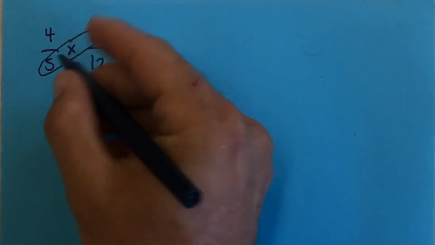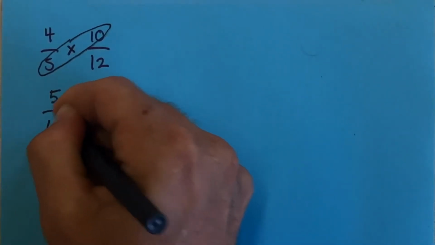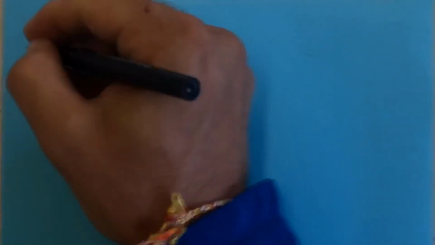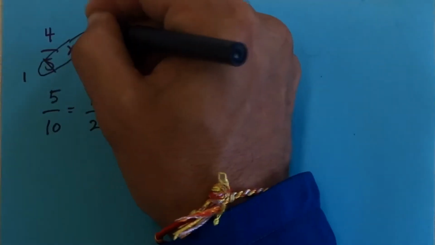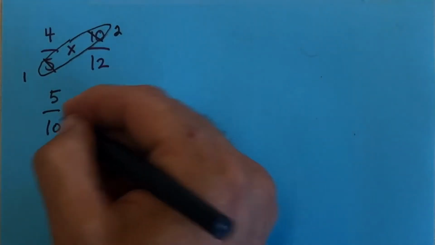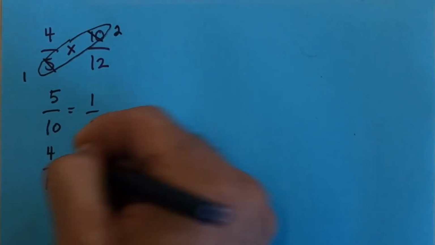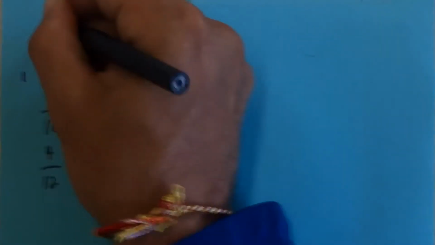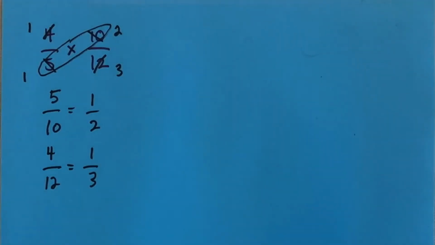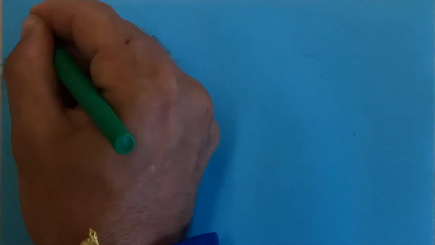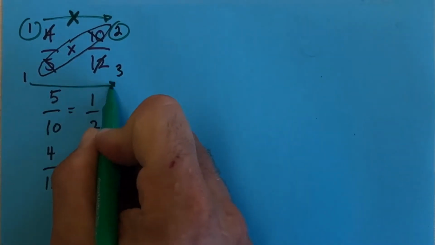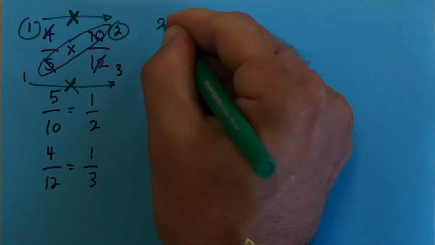So you have the 5 and 10. If we had 5 over 10, we would reduce that to 1/2. Some say canceling out, and that's basically what you're doing. The 5 becomes a 1, the 10 becomes a 2. And if you looked at 4 over 12, the same thing would happen, where you would reduce this to 1/3. We cancel out the 12 to a 3, and the 4 to 1. Then simply multiplying these numbers across, you end up with 2 over 3.